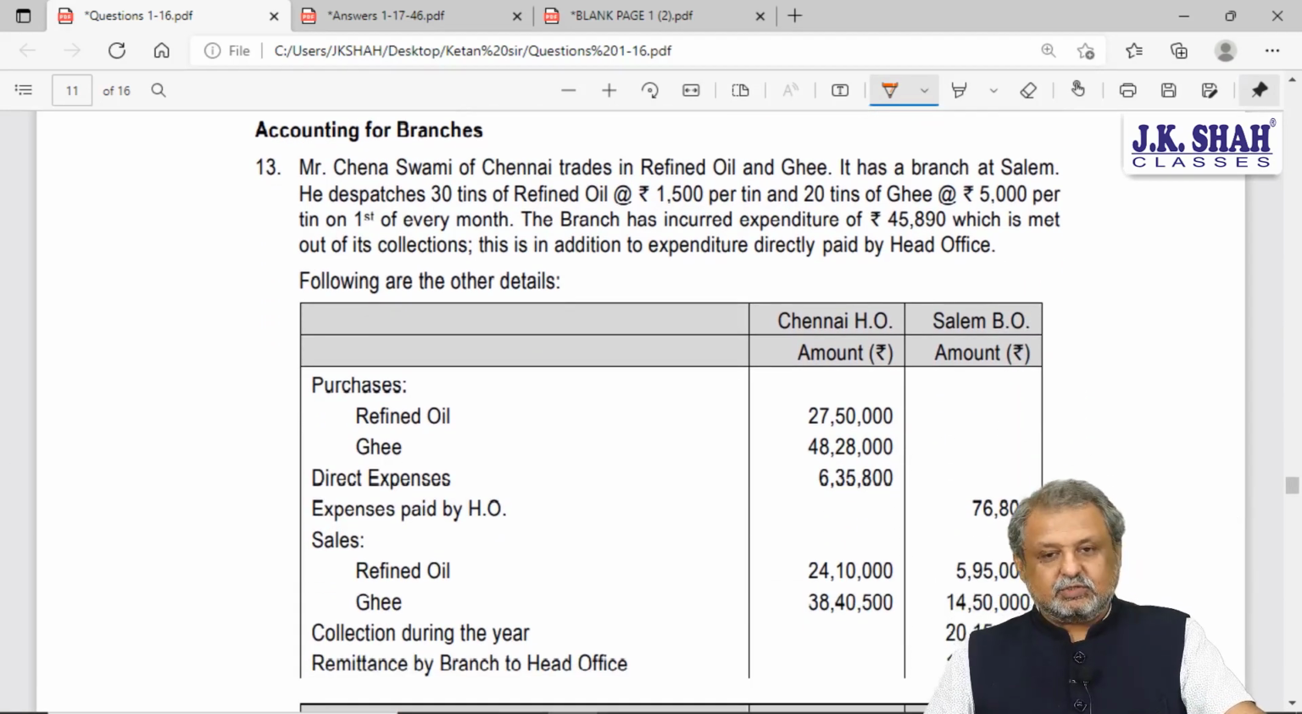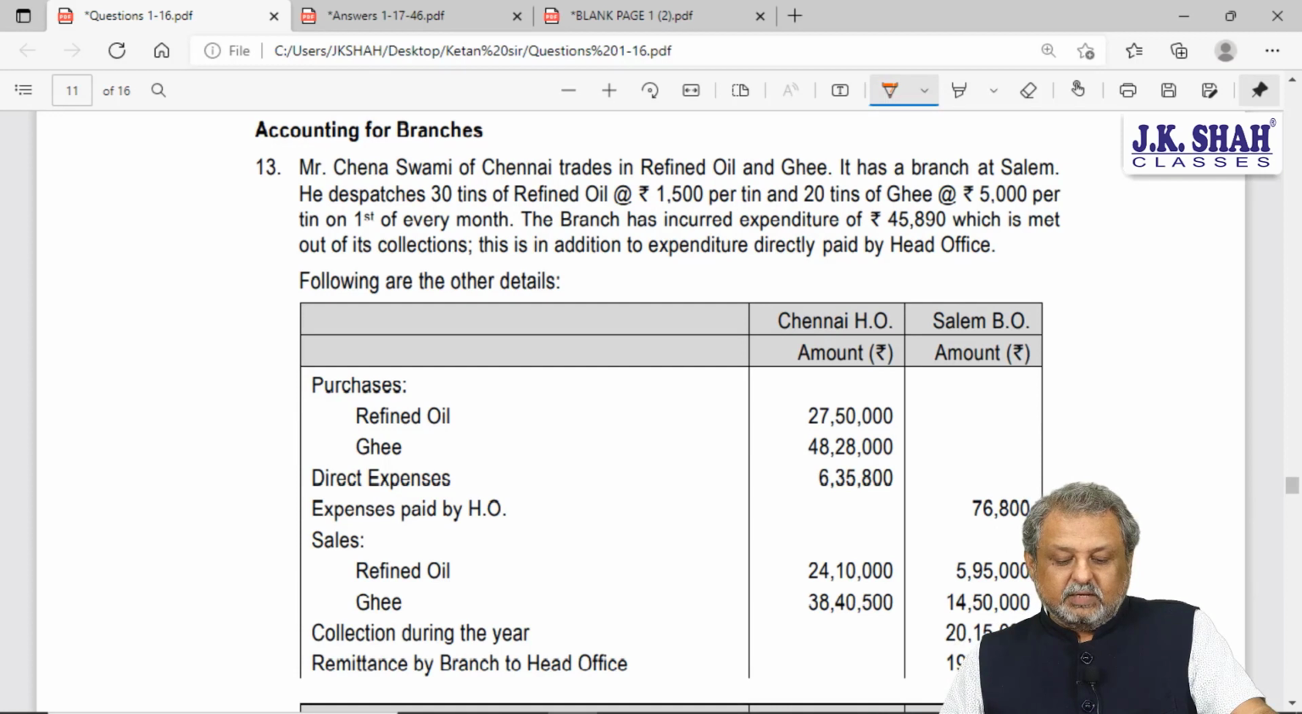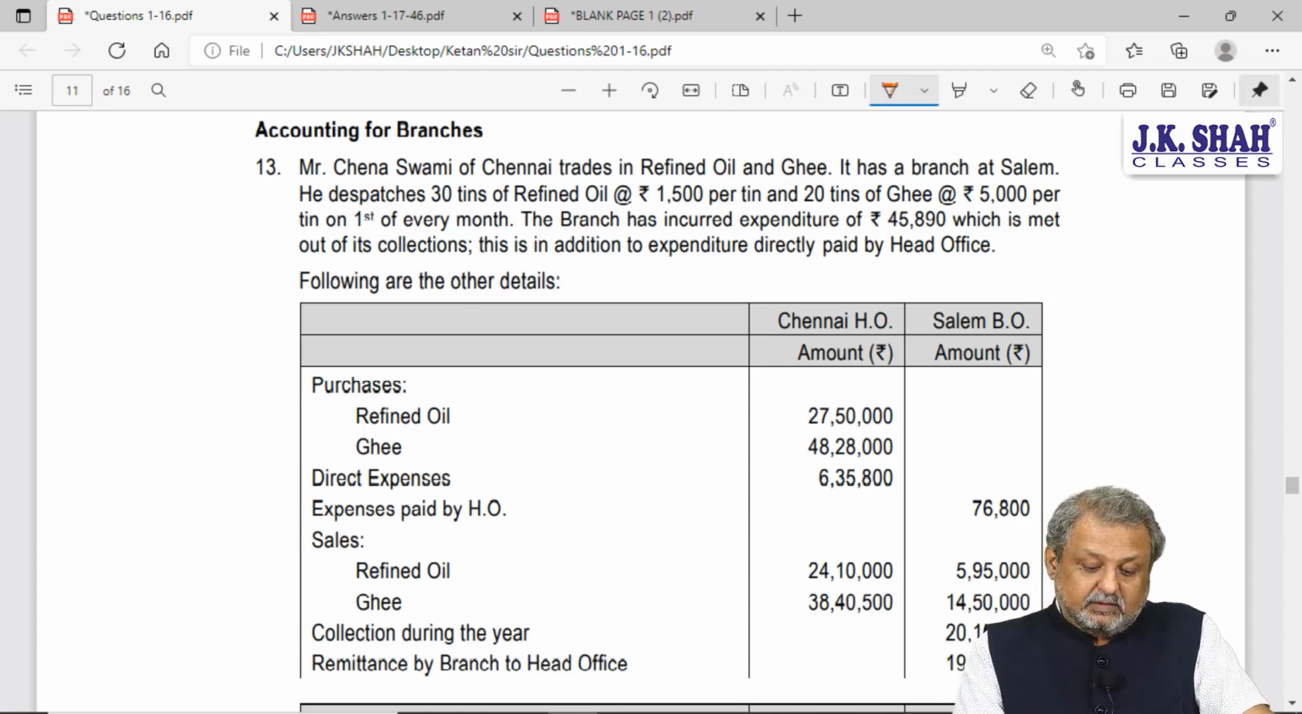The second last question that we are discussing is accounting for branches. Now this is a very unique question, because they have asked certain particular things. Let us go through it. Mr. Chinnaswamy of Chennai trades in refined oil and ghee. It has a branch at Salem. He dispatches 30 tins of refined oil at the rate of 1500 per tin and 20 tins of ghee at the rate of 5000 per tin on 1st of every month. So on 1st of every month.